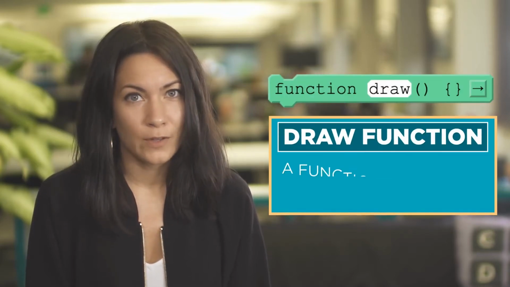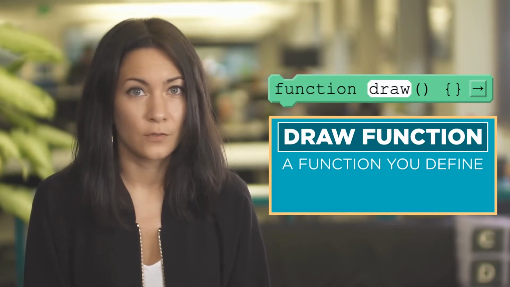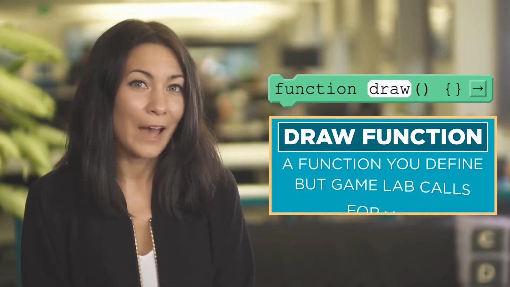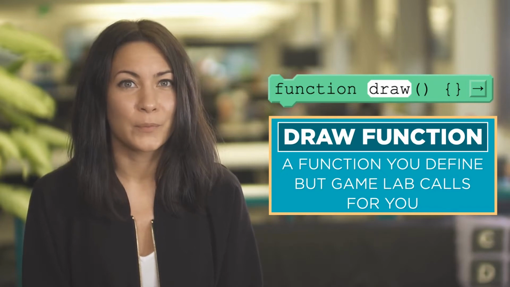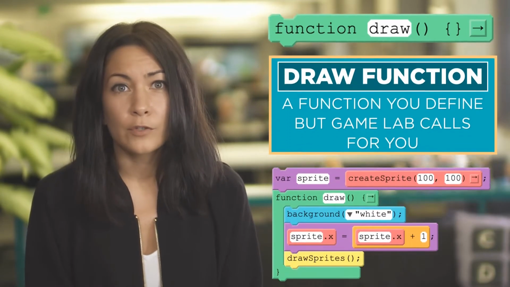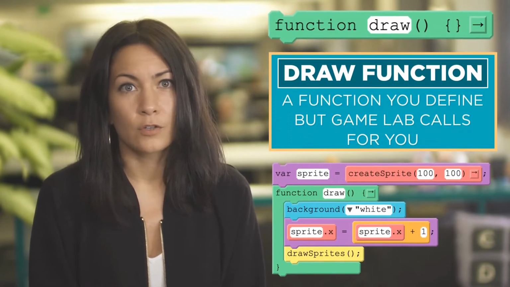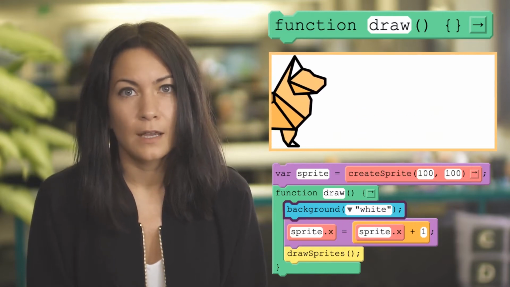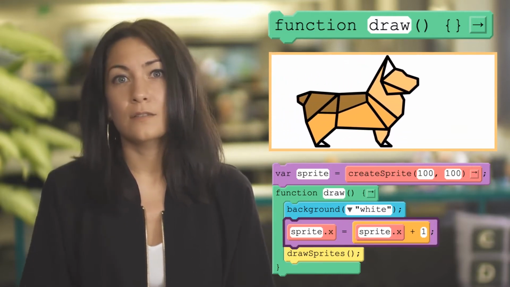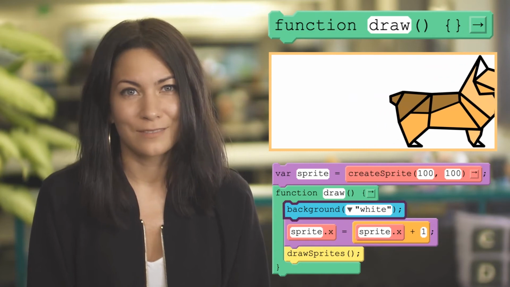You may have noticed that there's one function you've been defining, but not calling, in every program you've written so far. The draw function is a special function that you, as the programmer, get to define, but that GameLab actually takes care of calling for you. By calling whatever you've defined as the draw function over and over 30 times a second, GameLab is able to string lots of still images into a smooth animation.